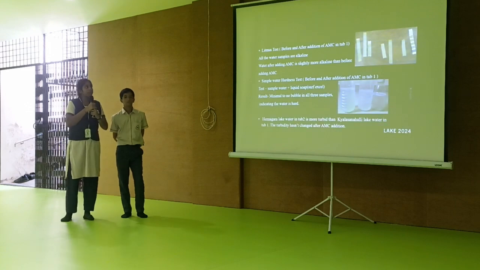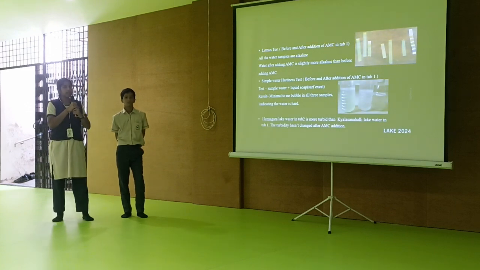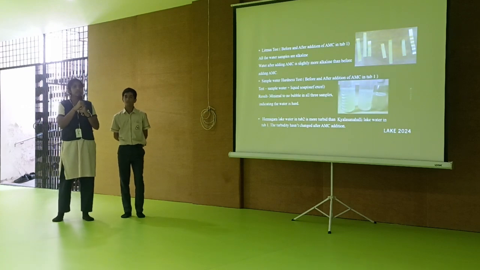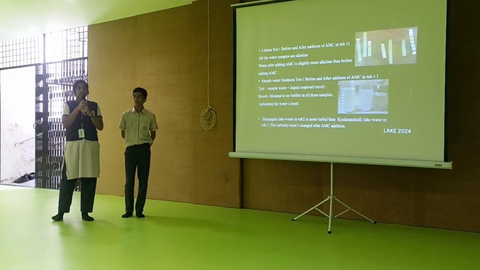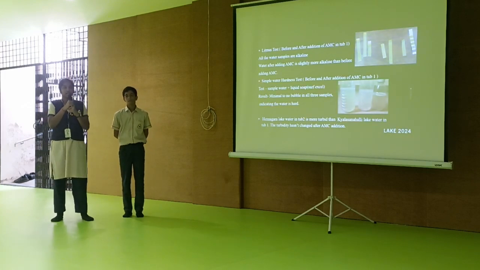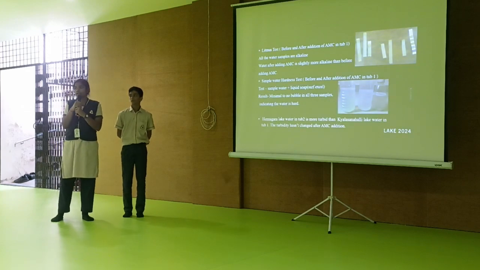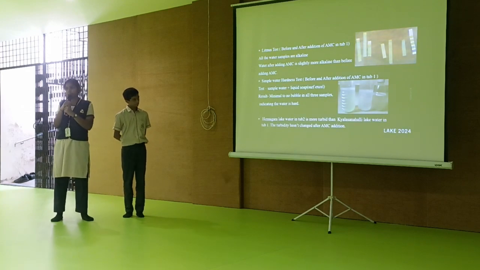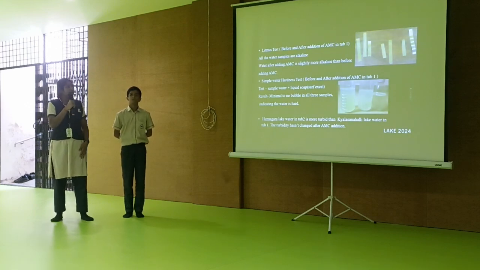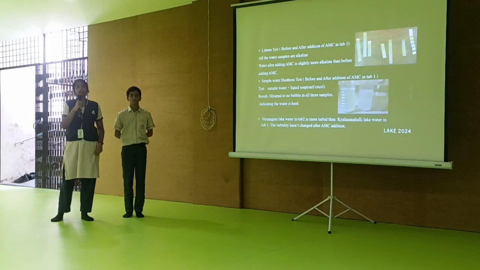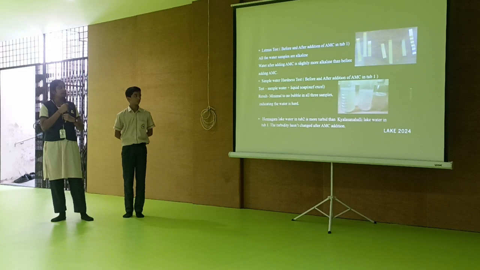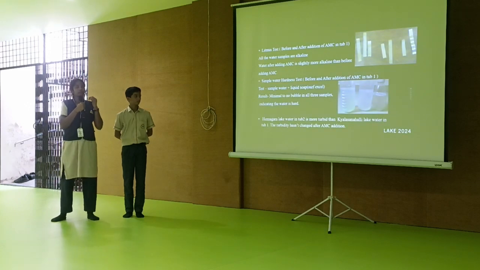We also did the pH test and the litmus paper test. We found out that when we first took the control samples, the pH was close to 7, and after the addition of AMC, we noticed that it had acquired a higher pH, around 8 to 9.